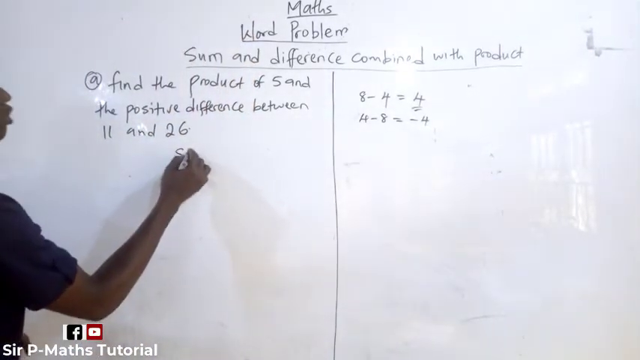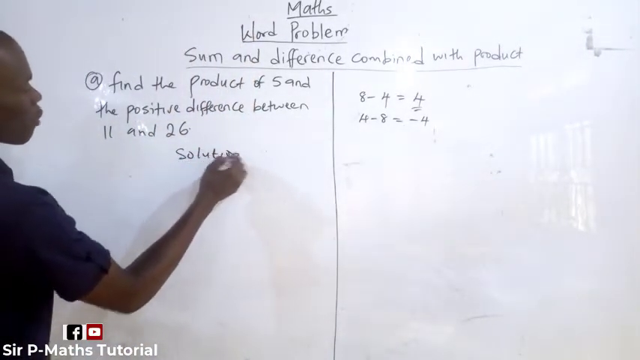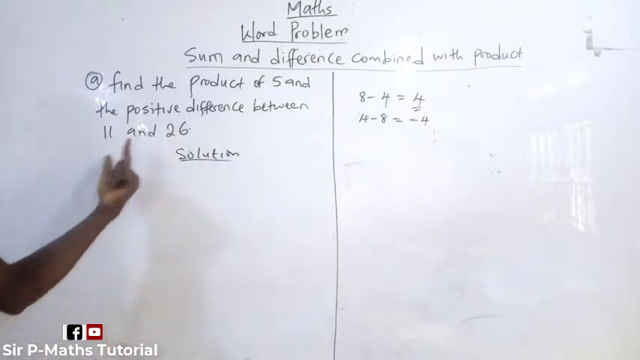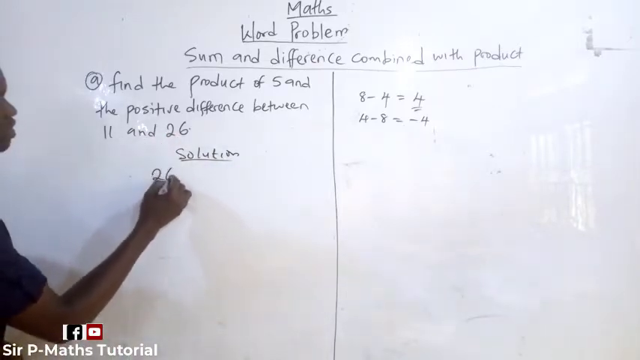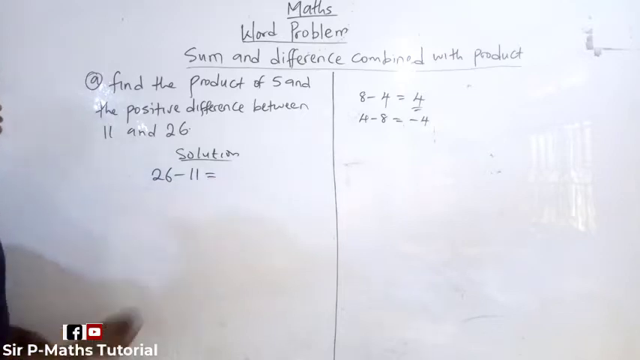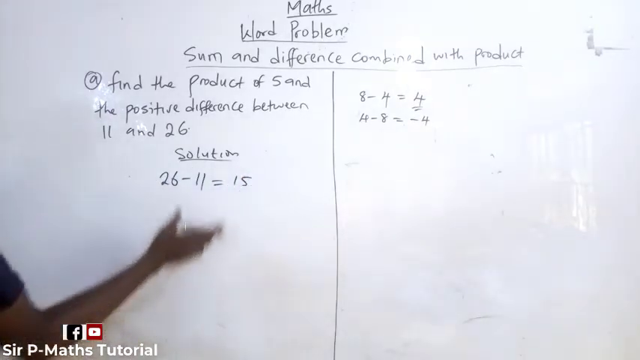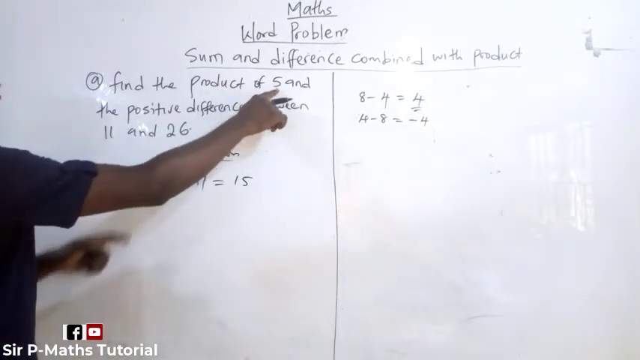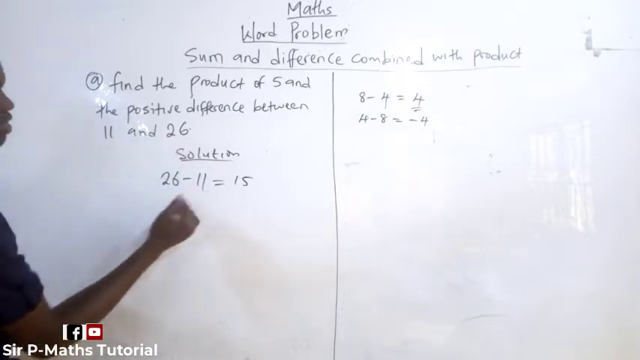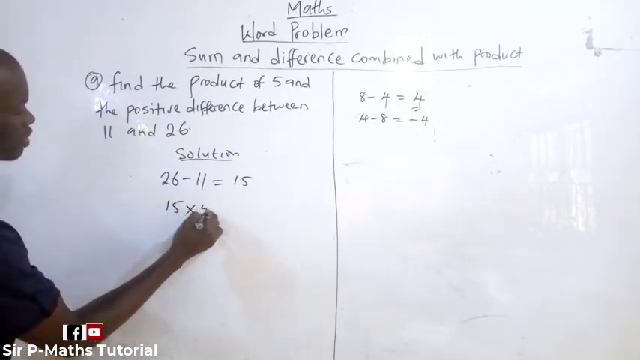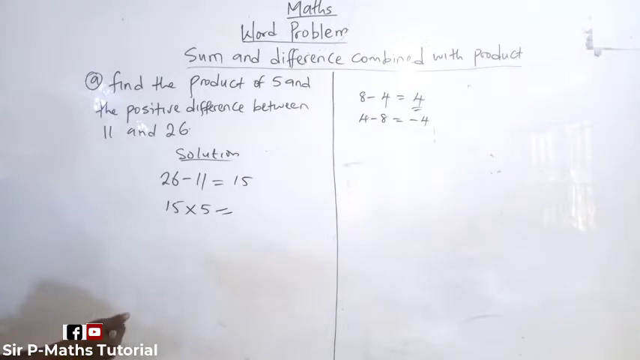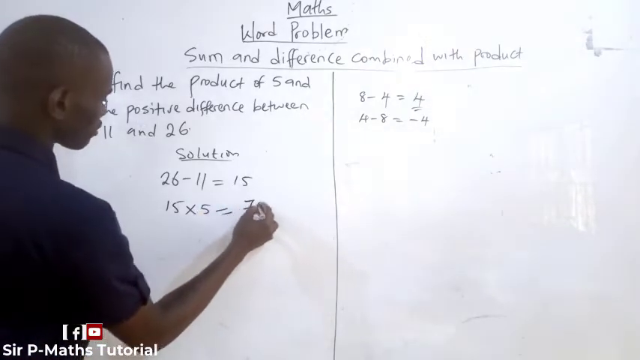Okay, so when we are asked to get the product of the positive difference between 26 and 11, that means 26 must subtract 11. This gives me 15. Therefore, the product of 5 and the difference is 15 times 5. If I multiply 15 by 5, I will have 75.